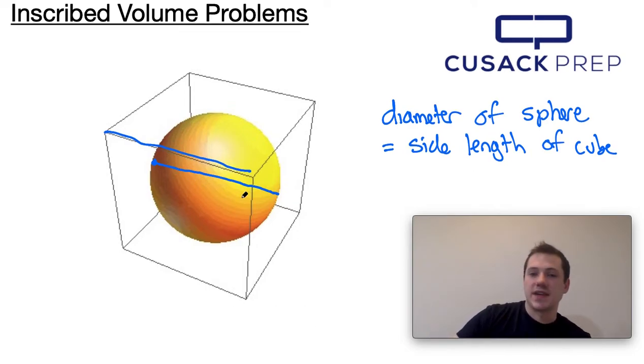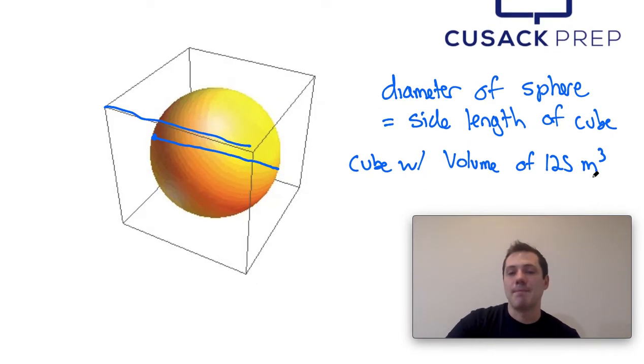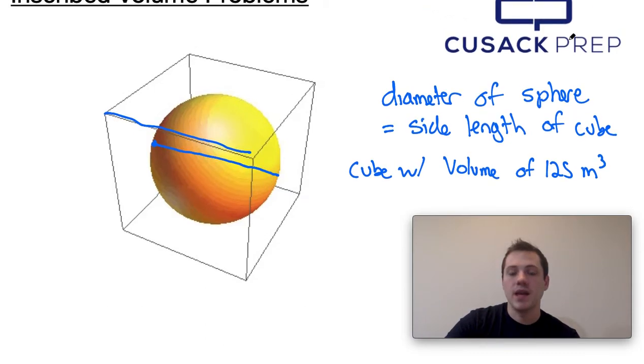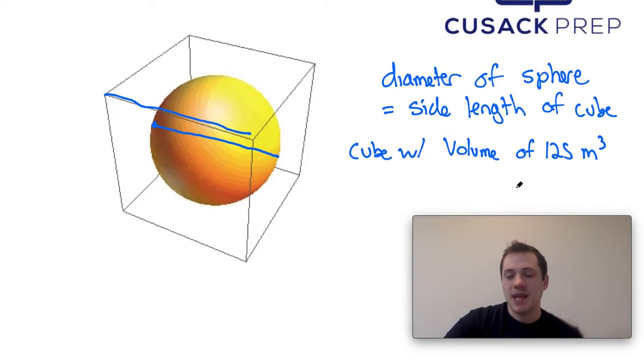So a question on the SAT related to this might ask you something along the lines of how large of a sphere can fit inside of a cube with a volume of 125 meters cubed. And we're trying to figure out what's the maximum sphere that can fit inside of a cube with that volume.